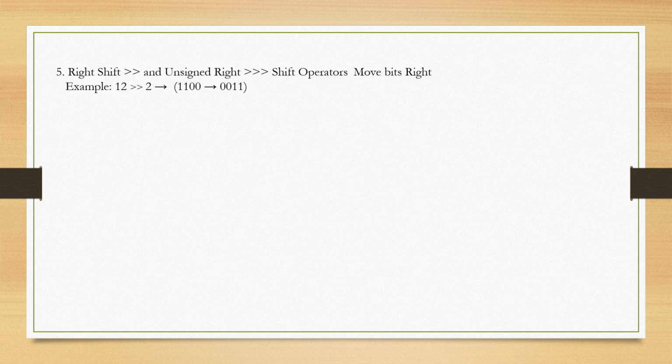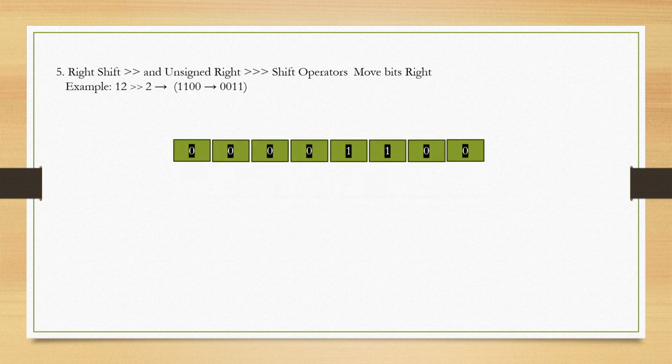Right shift and unsigned right shift move bits to the right. Unsigned right shift is also the same, but if it's a negative number it will give a positive answer only. It will append zeros to the left side.